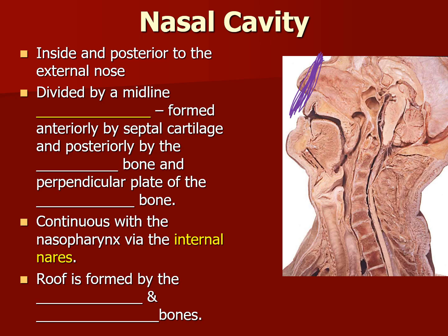It's divided in midline by the nasal septum. Nasal septum should be that first thing there. Nasal, let me go to yellow. Nasal septum. So this is formed by the septal cartilage, and posteriorly by the vomer bone.